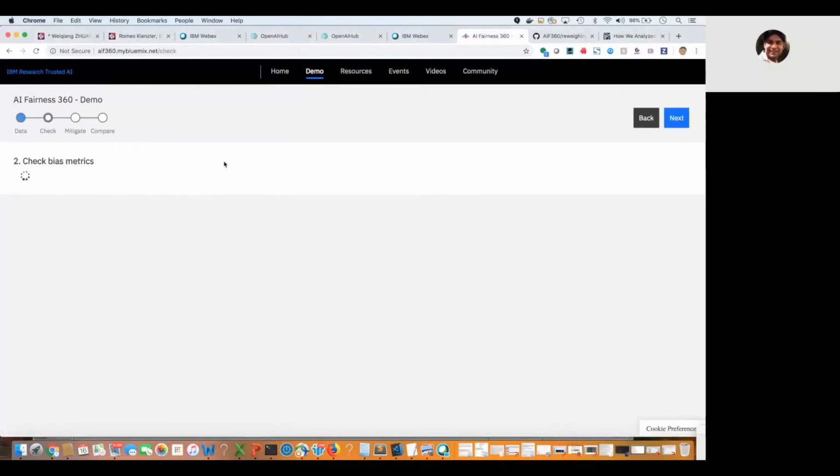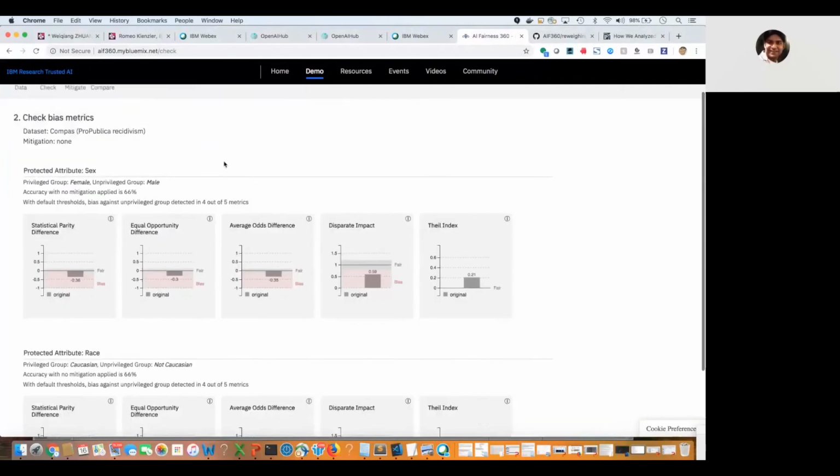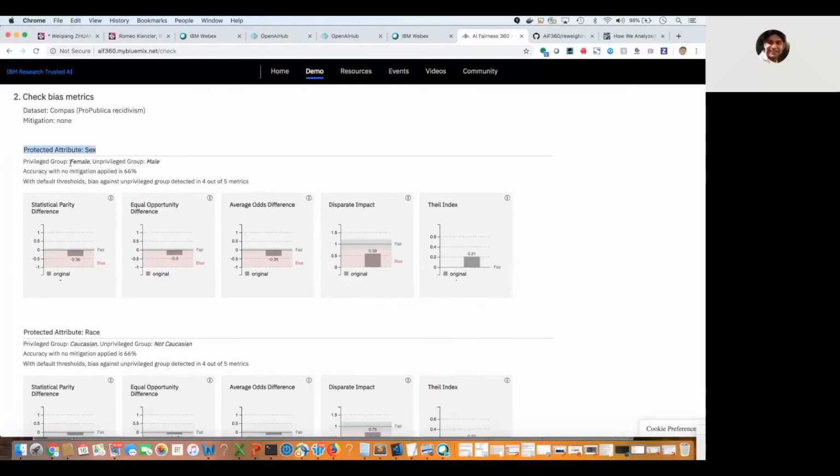And then it checks for bias metrics across two attributes. One is the sex as well as the gender. So we call them protected attributes. In this case, the privileged group is female, unprivileged group is male. That means, in all probability, males are going to be discriminated against. And it did actually go and find bias.